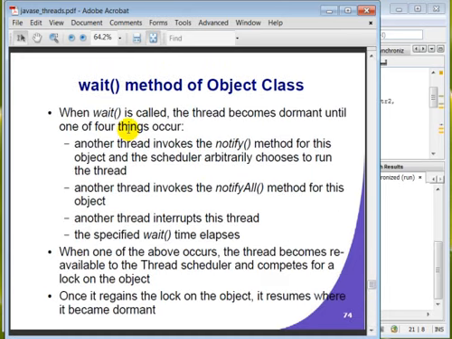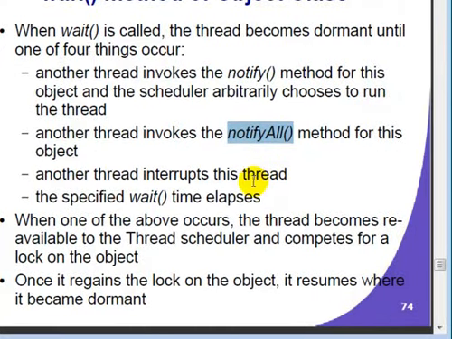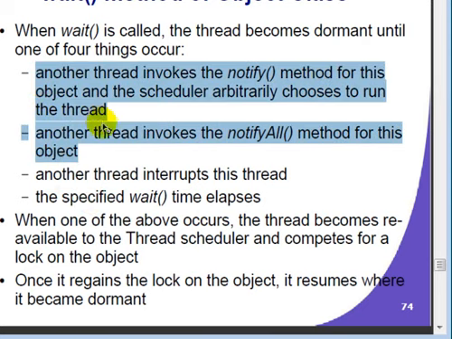So when wait is called, the thread becomes dormant until one of four things occurs: another thread calls the notify method for the object, or another thread invokes the notifyAll method for this object, or another thread interrupts this thread, or the specified wait time elapses. We are going to look into these two cases, notify and notifyAll. When one of these occurs, the thread becomes available to the thread scheduler again and competes for the lock on the object. Once it regains the lock, it resumes where it became dormant.